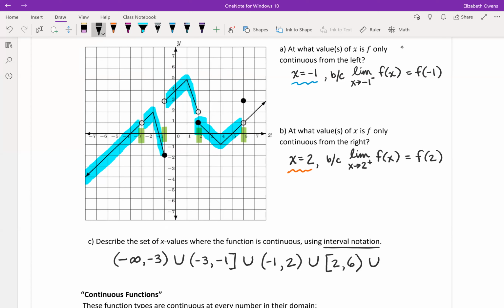And then for the very last one, we'll assume that the function keeps going solidly from 6 off to infinity, since they haven't shown us any other discontinuities. So we would say the last part is 6 to infinity. And there we go. So there's 5 different intervals of continuity on this function. It's just split up by those 4 discontinuities.